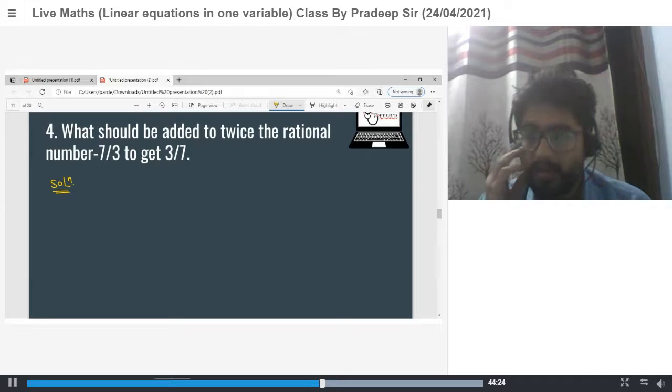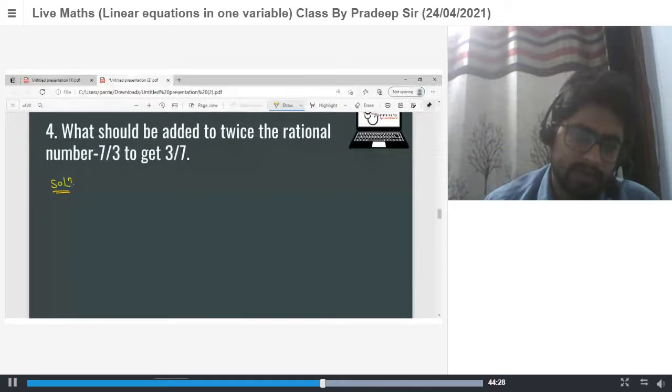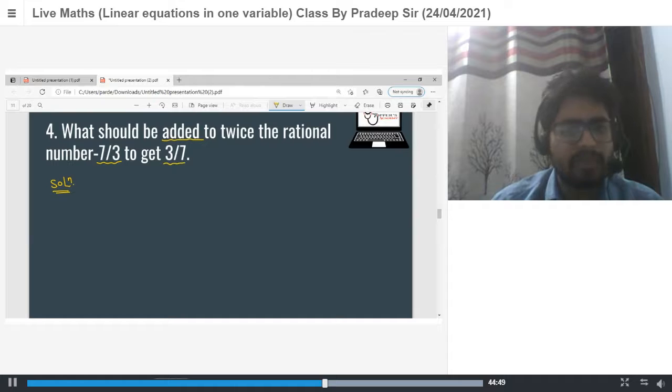Minus 14 by 6 and 3 by 7, minus 7 by 3 is added to twice the rational number. Basically, what should be added to twice the rational number to get this? First of all, we have to find twice of this number.